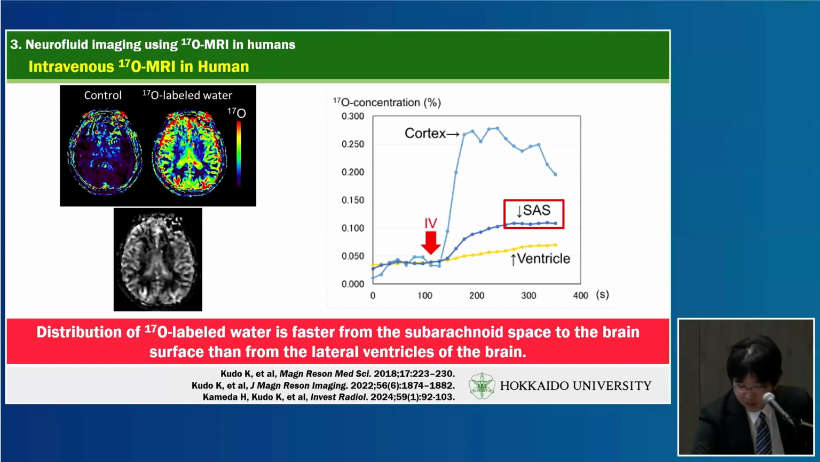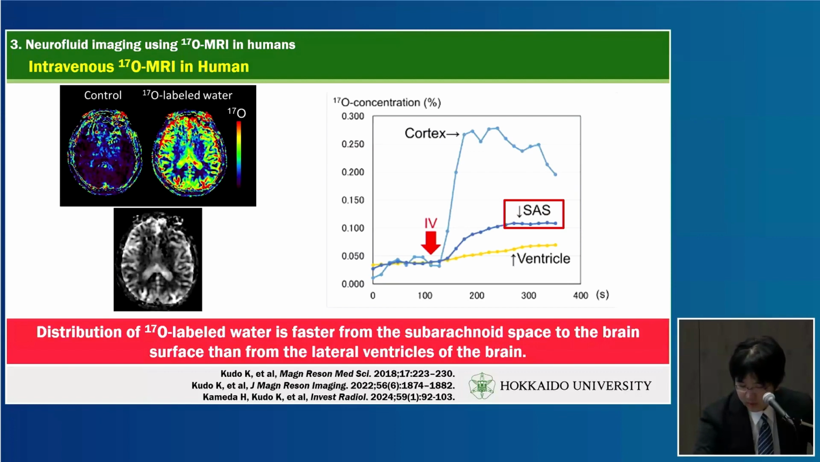This is the data from our clinical trial. After intravenous administration of O17 water, we observed the spread of O17 through the cerebral cortex via perfusion. Additionally, rapid leakage of O17 water was observed in the CSF region, such as the subarachnoid space and ventricle. Interestingly, the leakage into the subarachnoid space was found to be faster than into the ventricle.